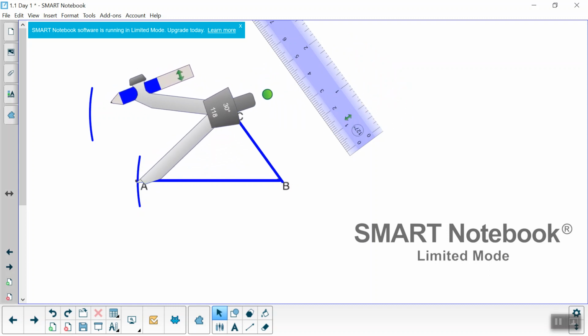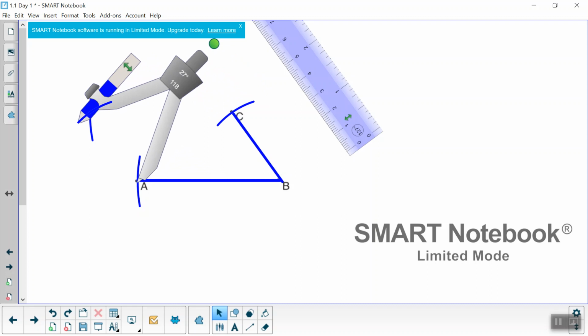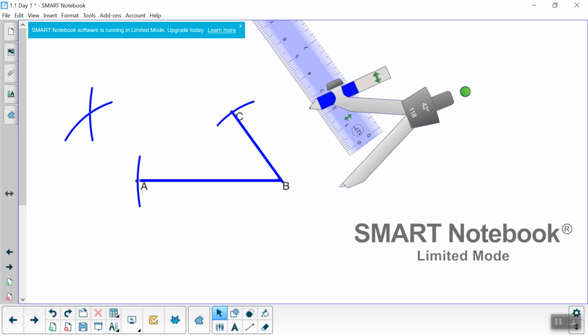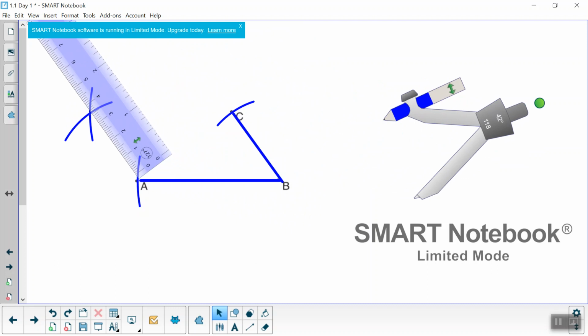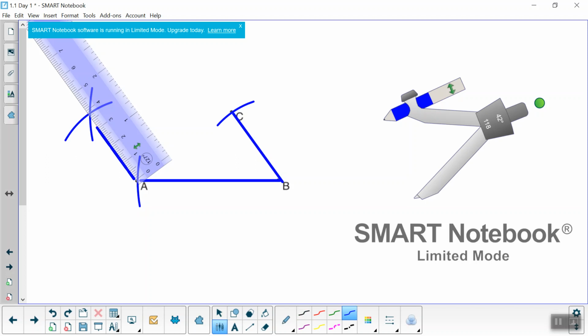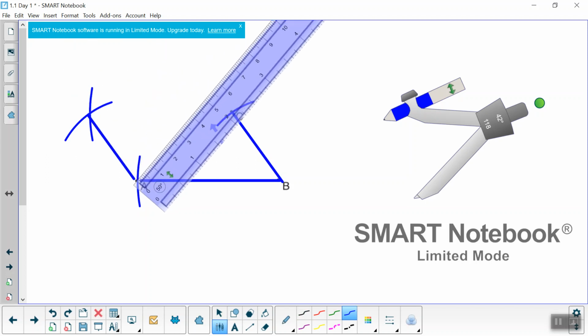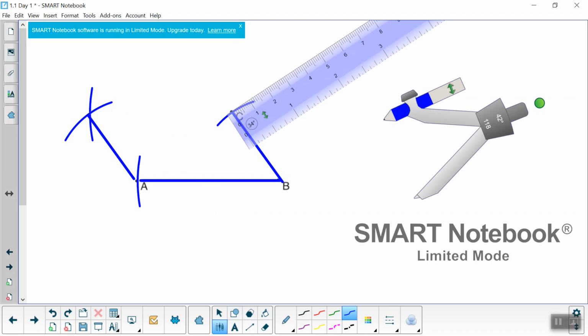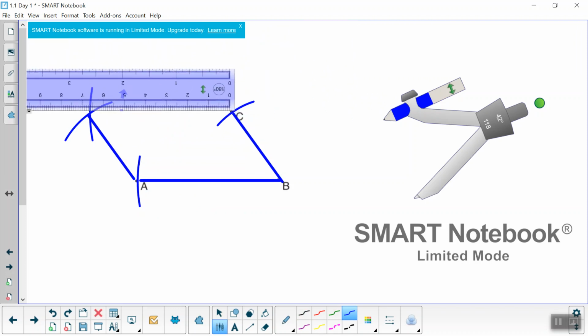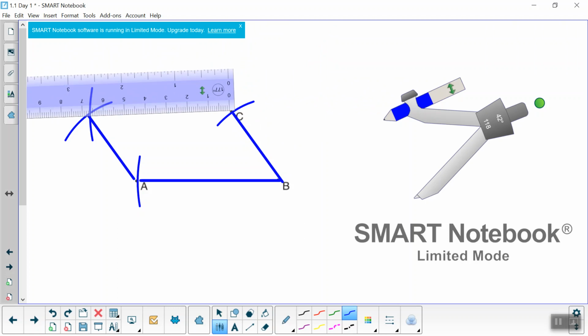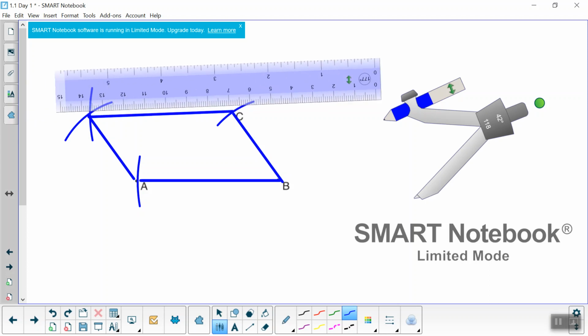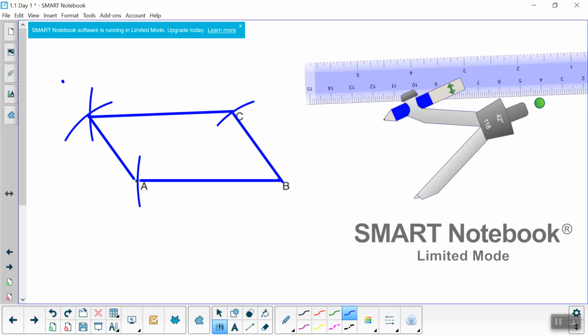Slide it over to A and make a mark there. Take your ruler. Draw a line from A to where those 2 marks intersect. Put it on C. Draw a line again from C to where those 2 marks intersect. Call that point D, and that is how you draw parallelogram ABCD.